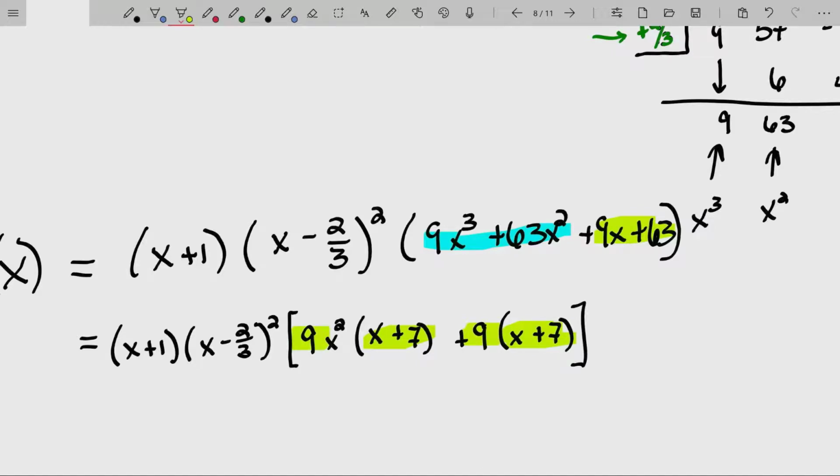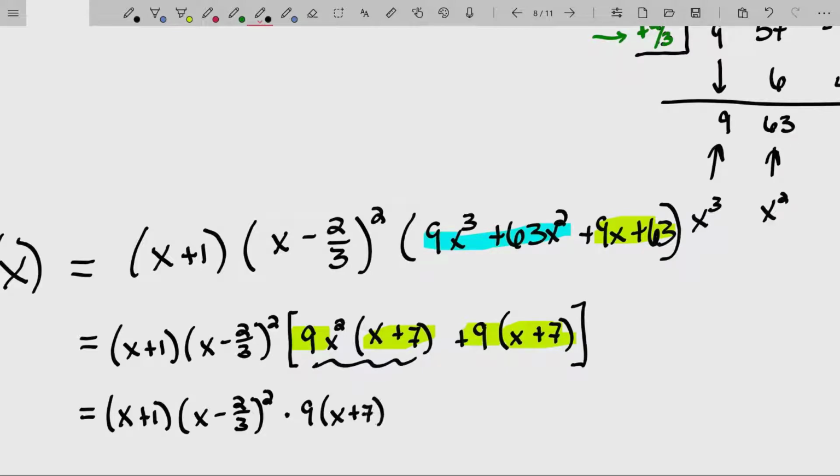So let's go ahead and do that. This will be x plus 1 times the quantity x minus 2/3 squared, times. I'm going to factor out of the first term here a 9x plus 7. Also, that gets factored out of the second term. And what I'm left with is the single little x squared right there and a 1.